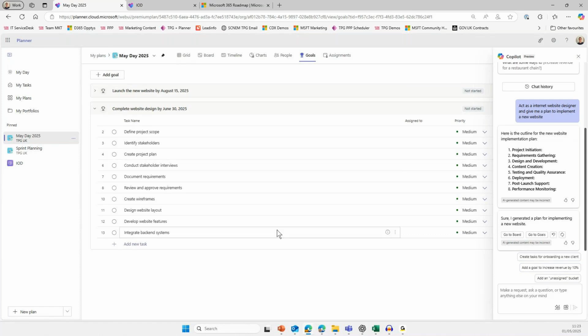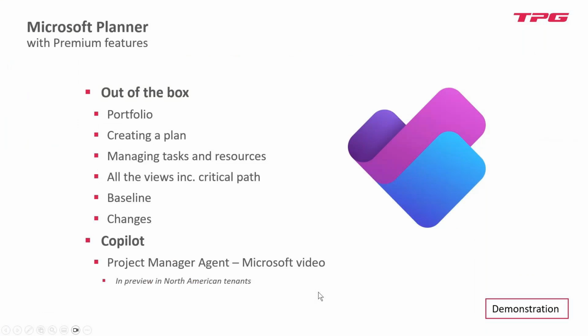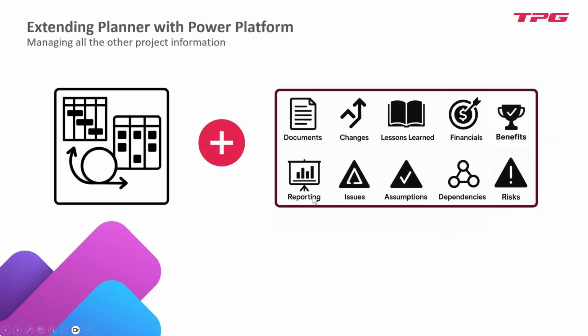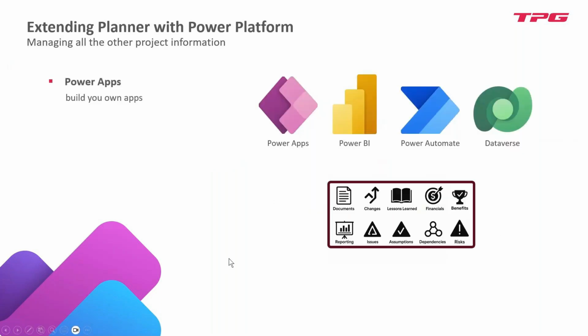Okay, so that is what we have in terms of Planner. Super useful, great way, meets 80% of what most people actually want. So how do we then extend Planner, and what do we actually mean about extending Planner? So if you look on the left-hand side of this screen, we've looked at scheduling, and resourcing, whether through a Gantt chart or a task board. But what happens about all the other things that you need when you're running a project? So documents and benefit management and assumptions, risks and issues and reporting, right? And that's where the Power Platform comes in.